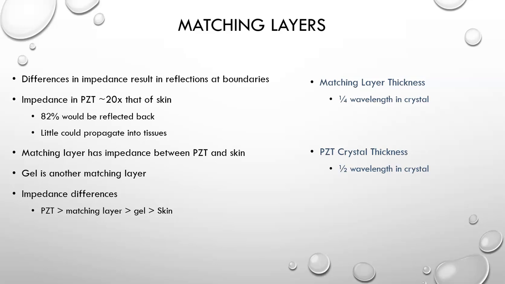And you could also think of your gel that you utilize as another matching layer. So in this case, there's always going to be at least 2 matching layers whenever we use an ultrasound probe, the actual matching layer on the transducer itself and the gel. But the truth is that the matching layers on the transducer are generally made up of 2 or 3 matching layers within themselves. So we'll always see that the impedance at the PZT is always the greatest, and the skin is always the least amount of impedance.